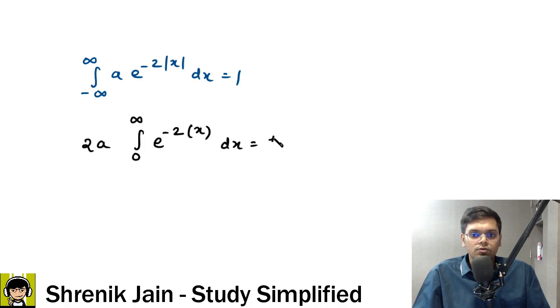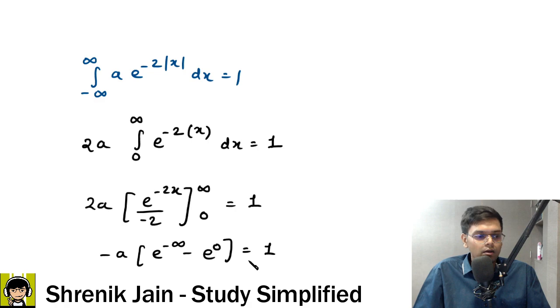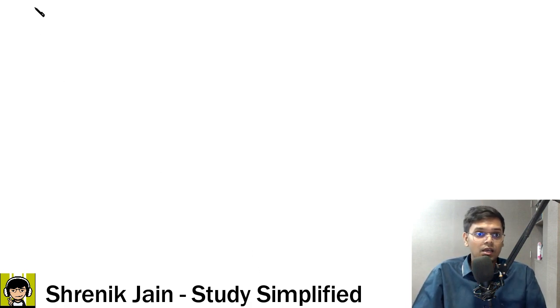Okay, now it is very easy to solve, sir ji, because 2a, then e to the power minus 2x upon minus 2, upper limit infinity, lower limit 0, that is equal to 1. This 2 gets cancelled, minus to the outside, so minus a, e to the power minus infinity minus e to the power 0, that is equal to 1. Sir, e to the power minus infinity, please check it out.